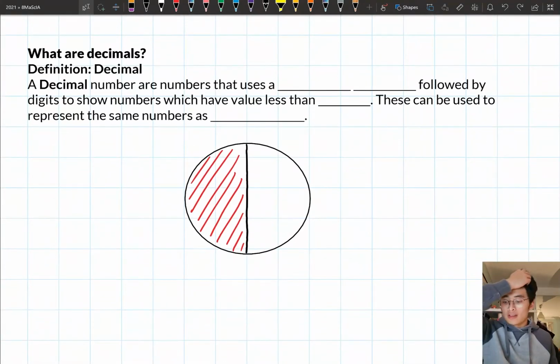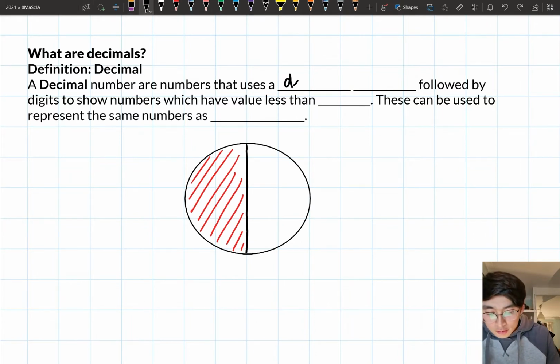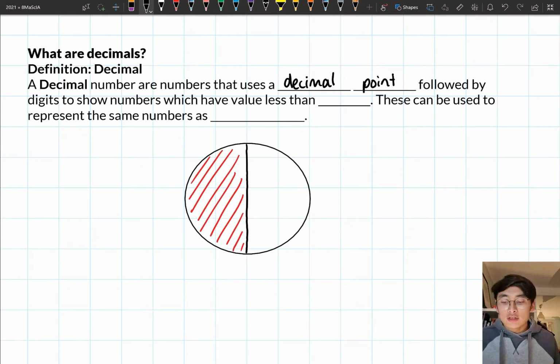So let's firstly talk, what are decimals? Now, you probably have seen decimals before, and you might be thinking we don't need to know what decimals are, but I'm just going to give you a quick definition anyway. A decimal number is a number that uses a decimal point followed by digits to show numbers which have less value than 1. These can be used to represent the same numbers as fractions. So decimals are another way to write numbers which are less than 1, so numbers which are part of a whole.